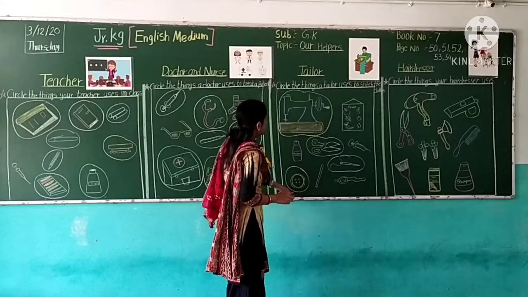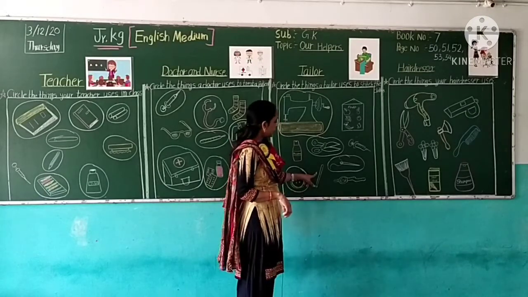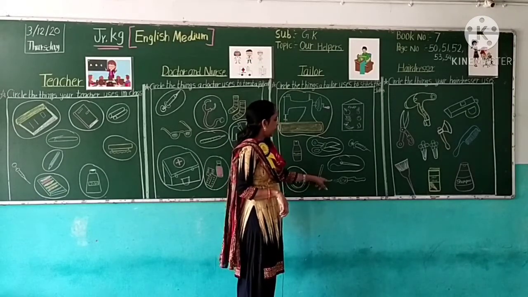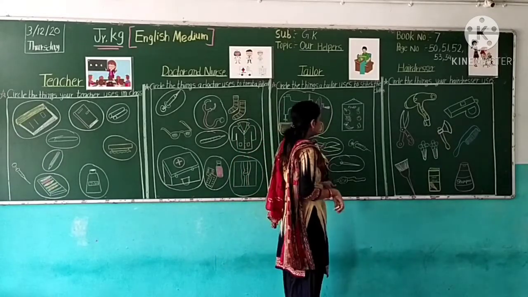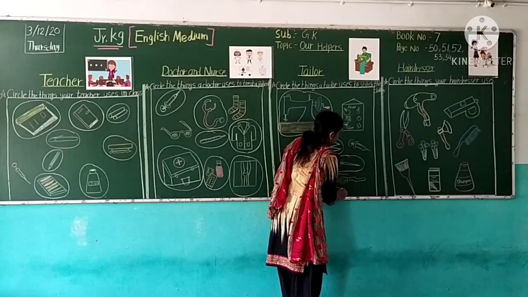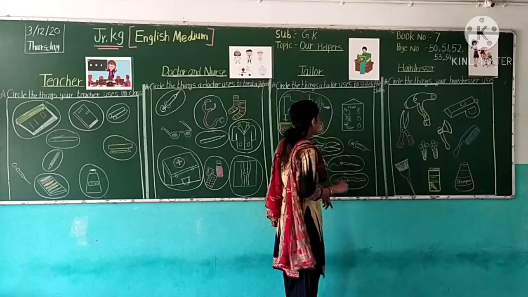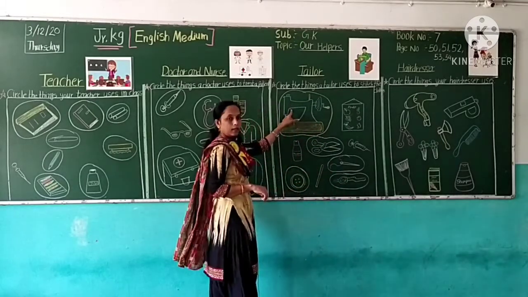These things a tailor uses to stitch the clothes. What is this? Stick. And which picture is this? Measure tape. So these things are used by a tailor to stitch the clothes. Okay. So here we circle thread and okay. So repeat again one more time.